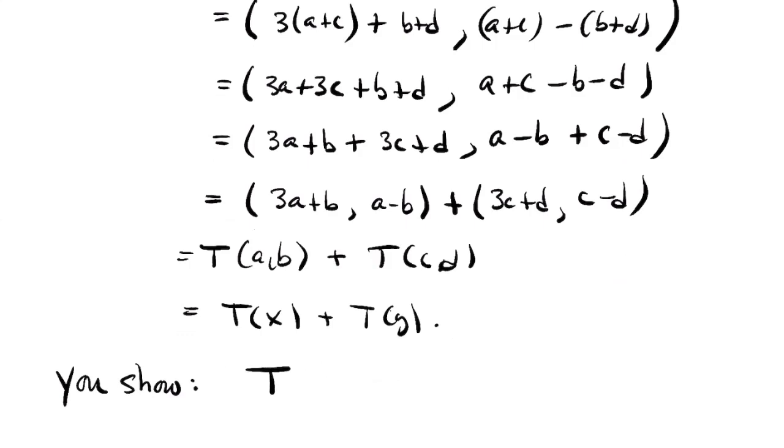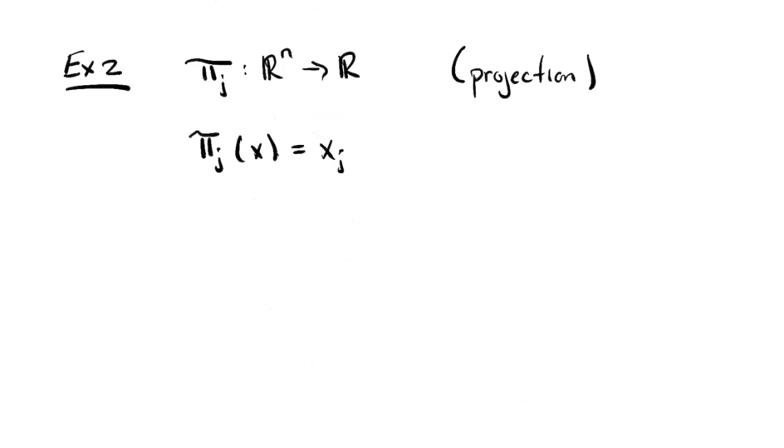You show that T of, what did we call our scalar? rx is r T of x in the same way. Right? So what do I mean by the same way? You have a coordinate expression for x, you know how to multiply it by r, then take T of that, and you get the same thing as if you multiplied T of x by r. Right? So that's a linear function. Cool. Let's look at another example.